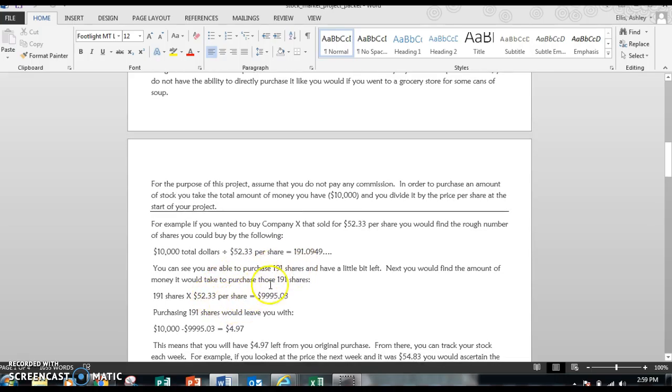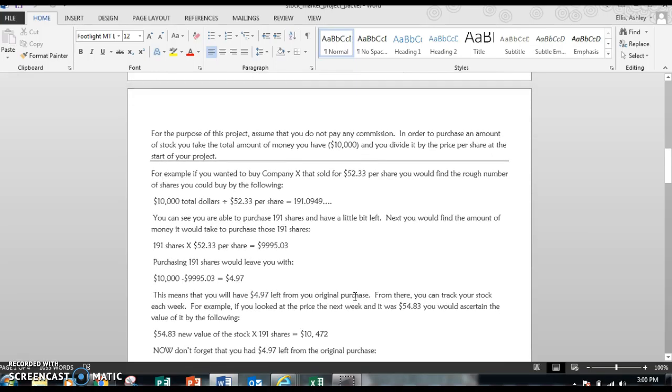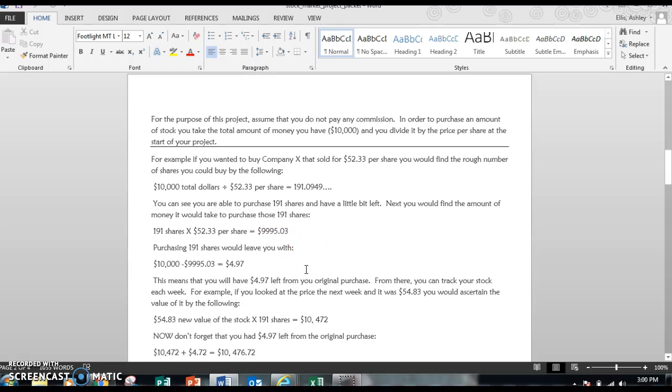You can see that you're able to purchase 191 shares and you have a little bit left over. But next you want to find out how much money it would take for you to purchase those 191 shares. So you'll take the 191 times 52.33 and you're going to get $9,995.03. So purchasing 191 shares is going to leave you left over with $4.97.